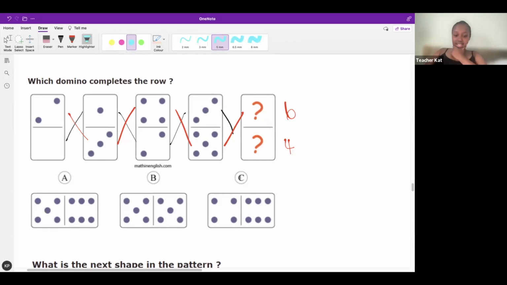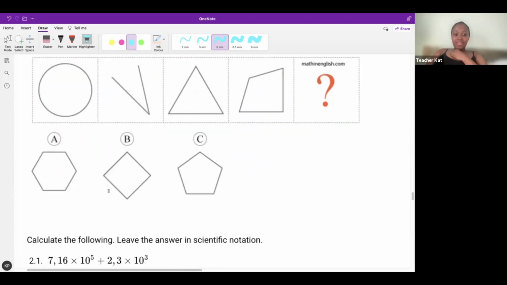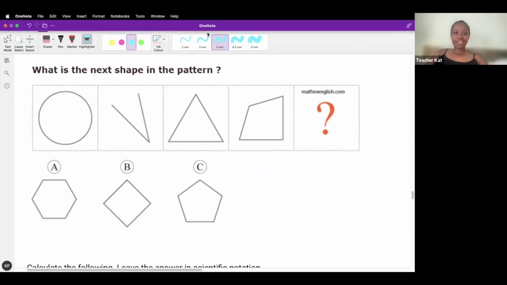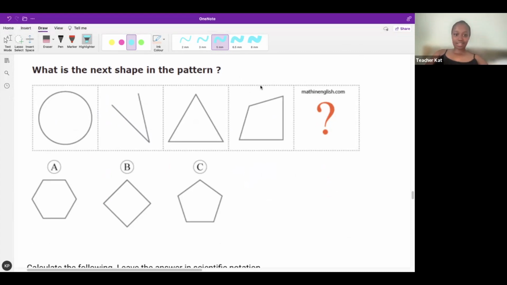Is option C. So Ilham was correct. It's C, guys. Okay. And the last one, which one is the next shape in the pattern? This one is easy, guys, I promise you. Which one is next for this one?